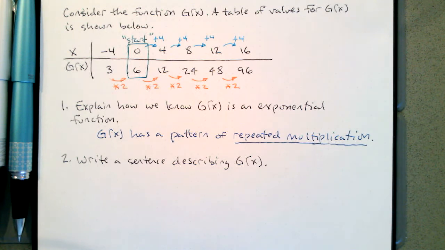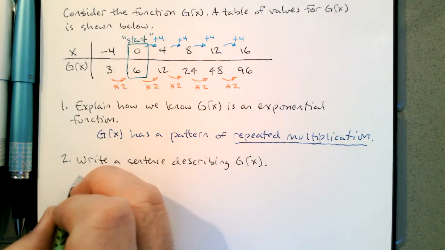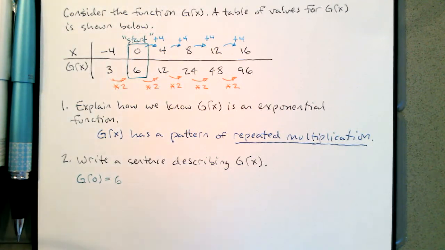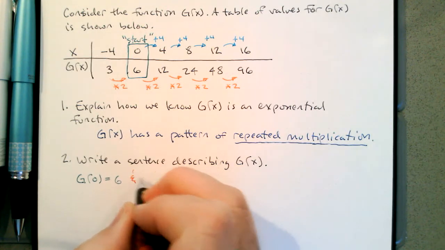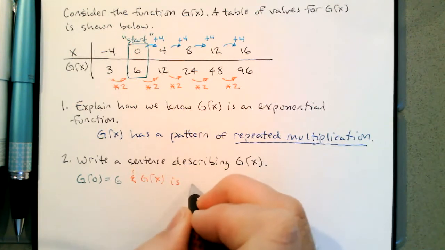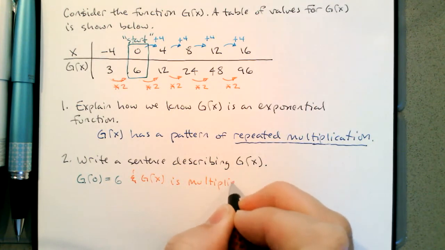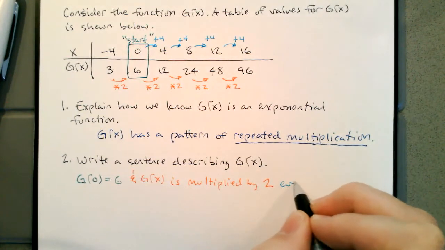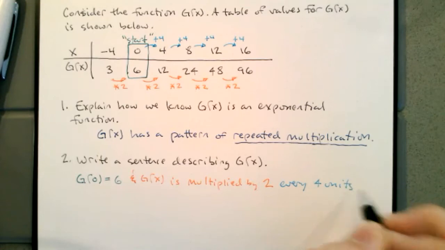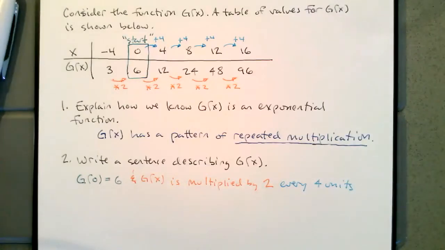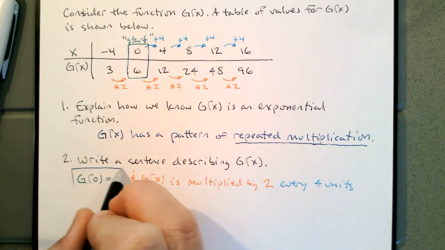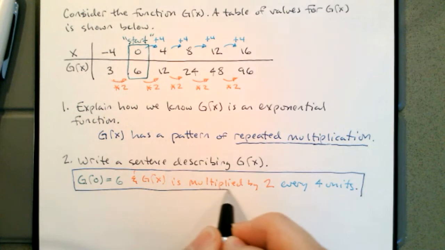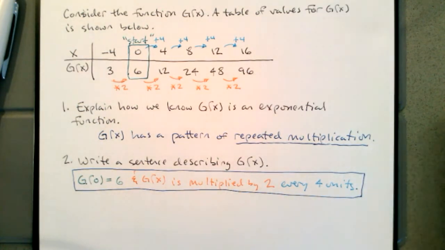I always like to start with a y-intercept if I have one. So I'm going to start with that. I'm going to say g of 0 is equal to 6. That's an indication of where things are started. Then we're going to describe what's going on. So we're going to say, and g of x is multiplied by 2 every 4 units. So here's a sentence describing g of x. This is why we like linear and exponential functions. They have a pattern of a repeated operation, and that makes a sentence describing them nice and straightforward.